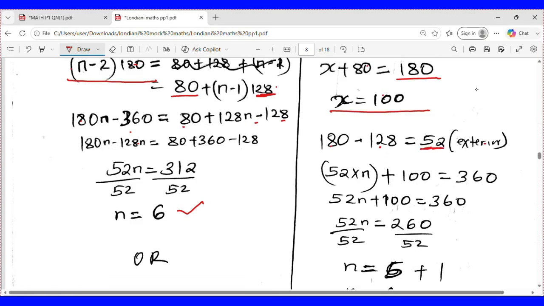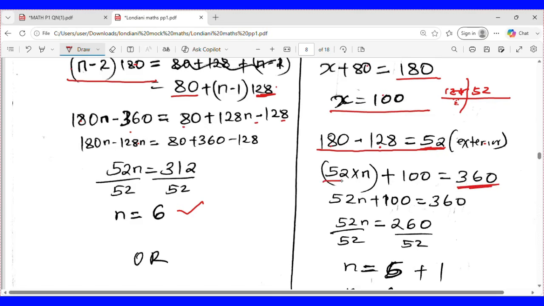Where does 52 come from? Here we have interior 128. So exterior is 52. So we know that this angle, this one, is the exterior angle from 128. It gives us the exterior angle. But we know that total exterior angles are equal to 360. Total sum of exterior angles is 360.